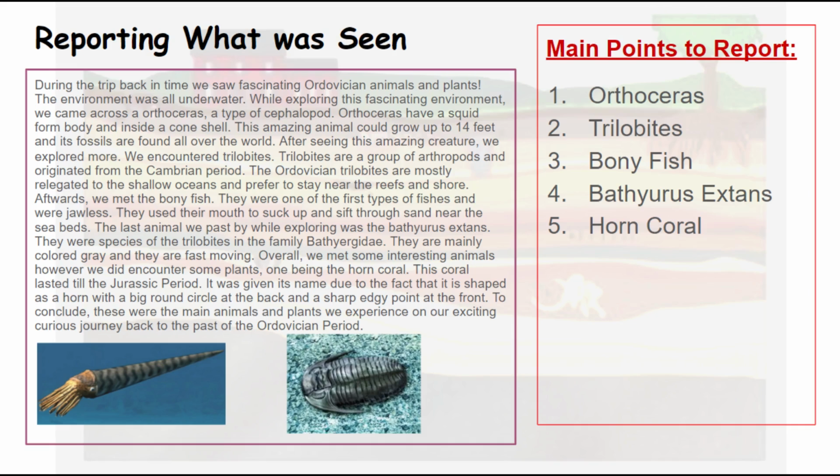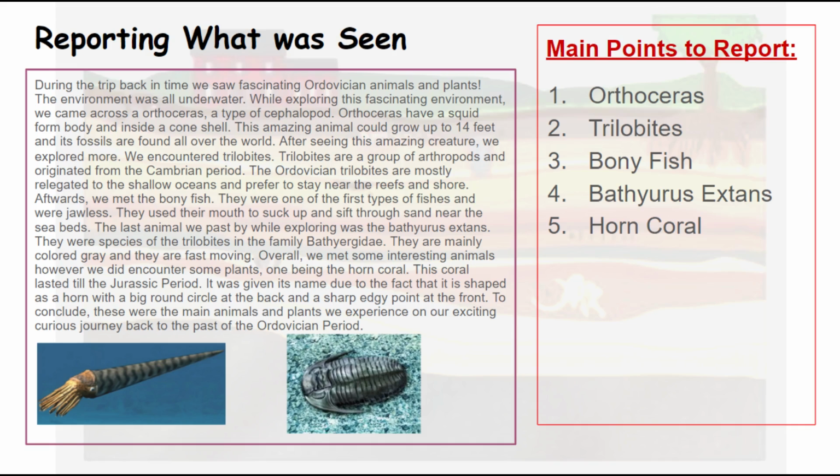After seeing this amazing creature, we explored more. We encountered trilobites. Trilobites are a group of arthropods and originated from the Cambrian period. The Ordovician trilobites are mostly relegated to the shallow oceans and prefer to stay near the reefs and shores. Afterwards, we met the bony fish. They were one of the first types of fishes and were jawless. They used their mouth to suck up and sift through sand near the seabeds.